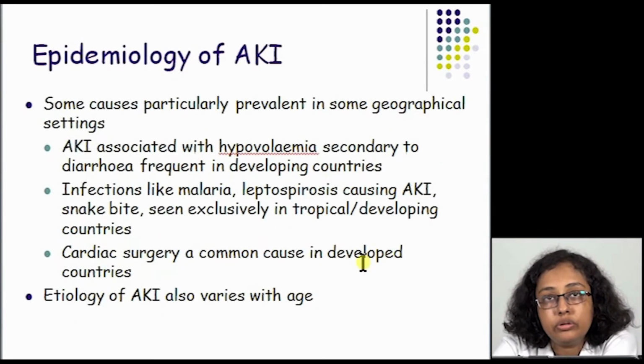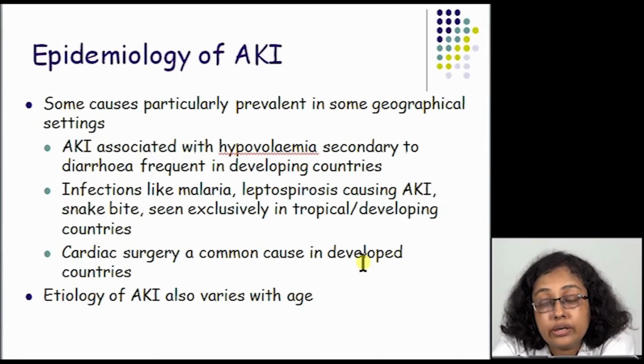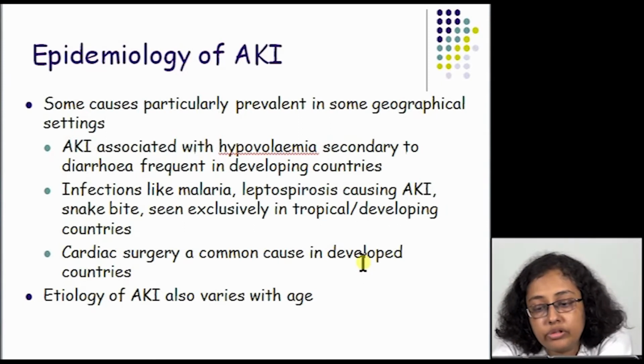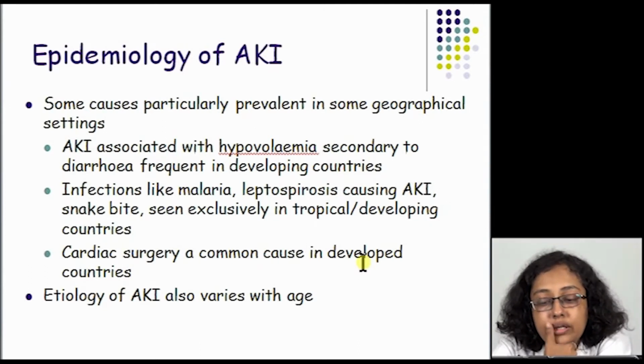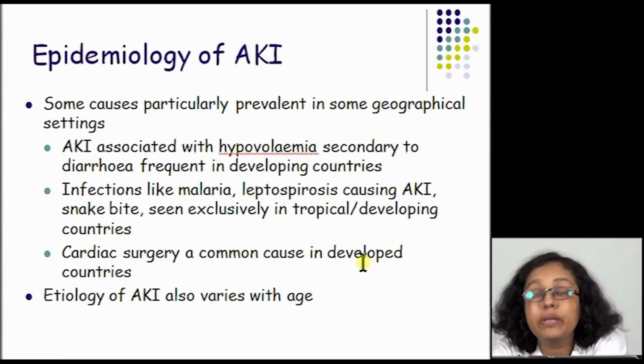Again, the pattern of acute renal failure, the causes of acute renal failure also vary across geographical settings. If you look at developing countries like India and African nations, where diarrheal illnesses are very common, acute renal failure secondary to hypovolemia and dehydration because of diarrhea and vomiting is very common, whereas you won't see it very frequently in developed countries. Infections like malaria, leptospirosis, and causes like snake bites leading to acute renal failure are almost exclusively seen in tropical and subtropical countries and developing nations.